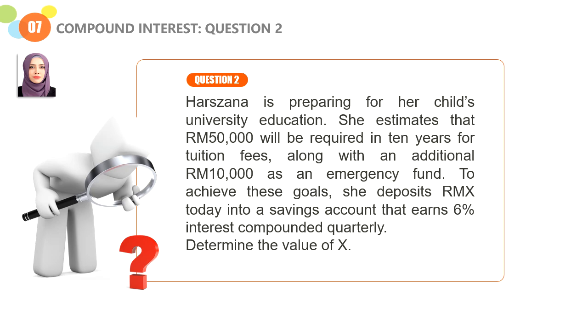Compound interest question 2. Harzana is preparing for her child's university education. She estimates that 50,000 will be required in 10 years for tuition fees, along with an additional RM10,000 as an emergency fund. To achieve these goals, she deposits RM X today into a savings account that earns 6% interest compounded quarterly. Determine the value of X.